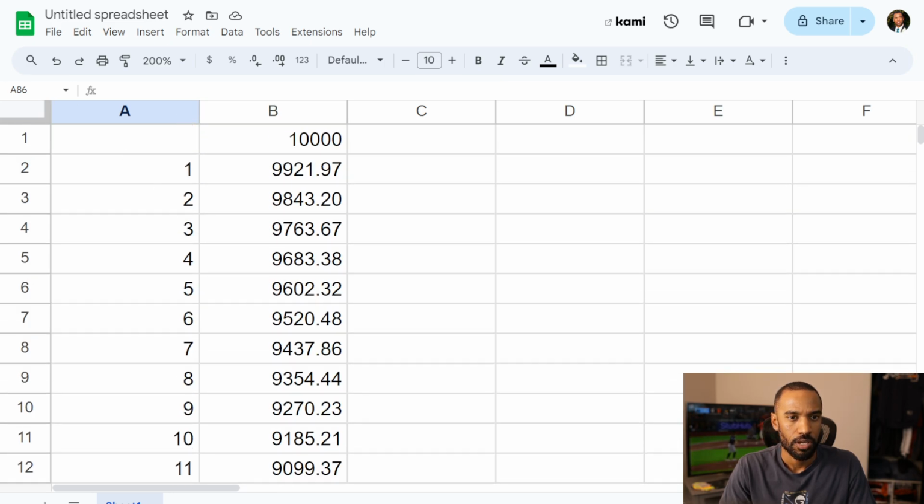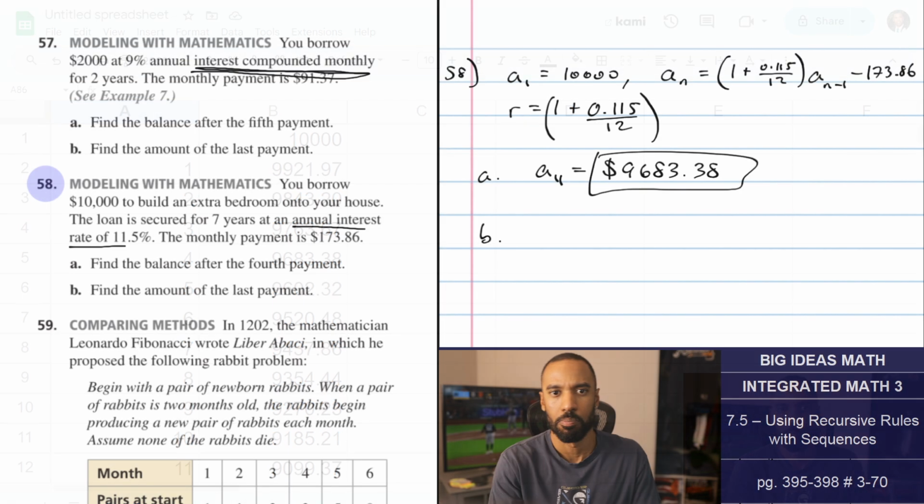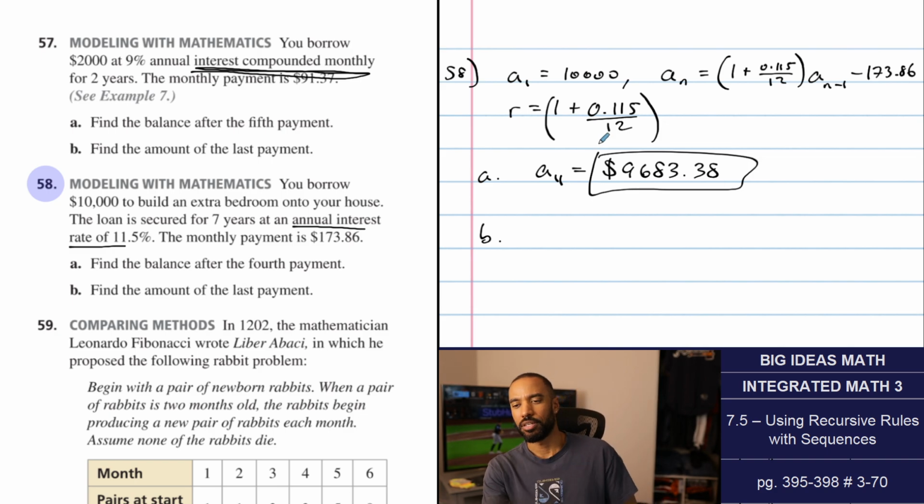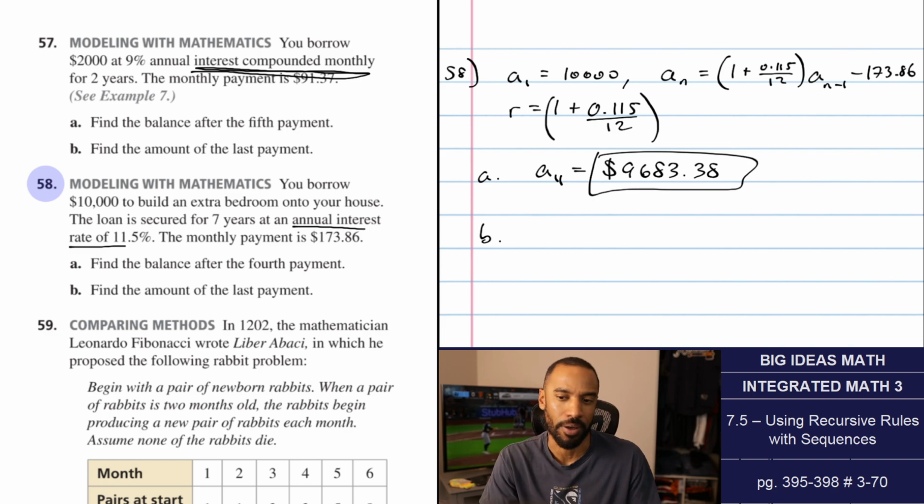For 7 years. You borrow 10,000. Sorry, I'm looking back at the problem. You borrow 10,000 to build an extra bedroom, secure for 7 years. Yeah, I don't know. My calculation's not really giving it to me the way that I want it to. Actually, I don't know. I'll stew on it for one more second, and if I don't know, I don't know. I apologize.